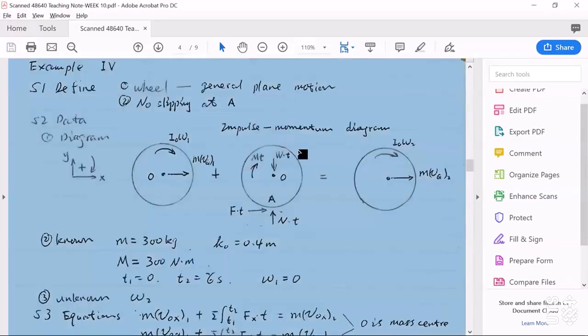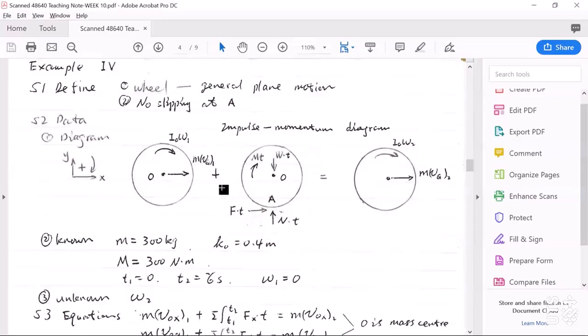In the middle, this is the impulse diagram. We indicate the impulse generated by all external forces, including weight force W, reaction force N, friction force F. And here, this friction force is static friction force because there is no slipping at this point A, the contact point between the wheel and the ground. And also M t, the angular impulse.